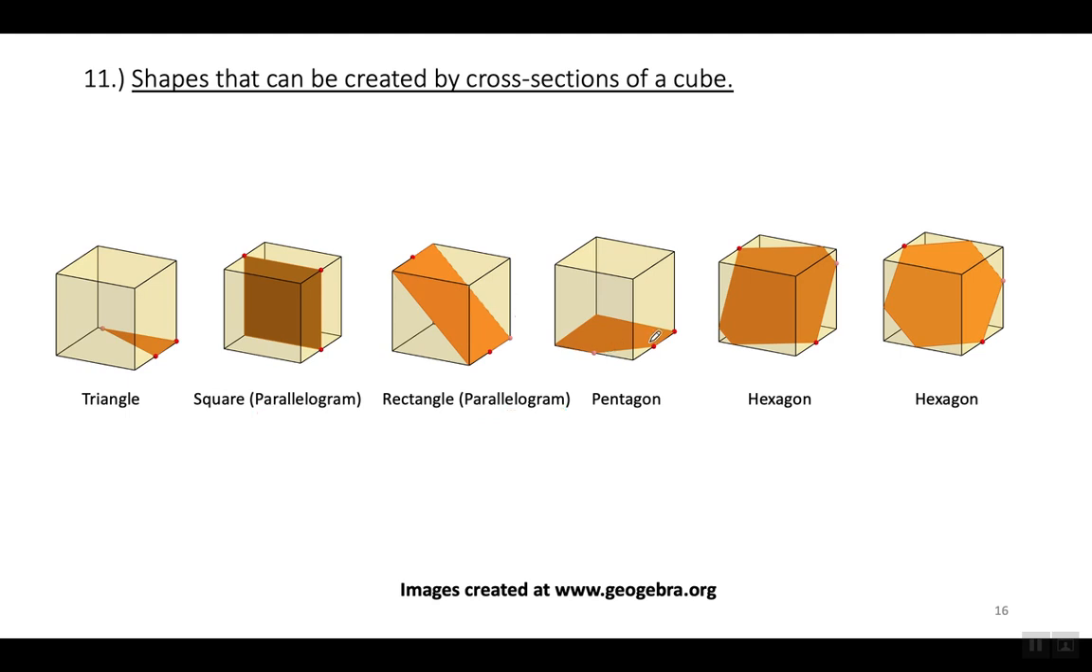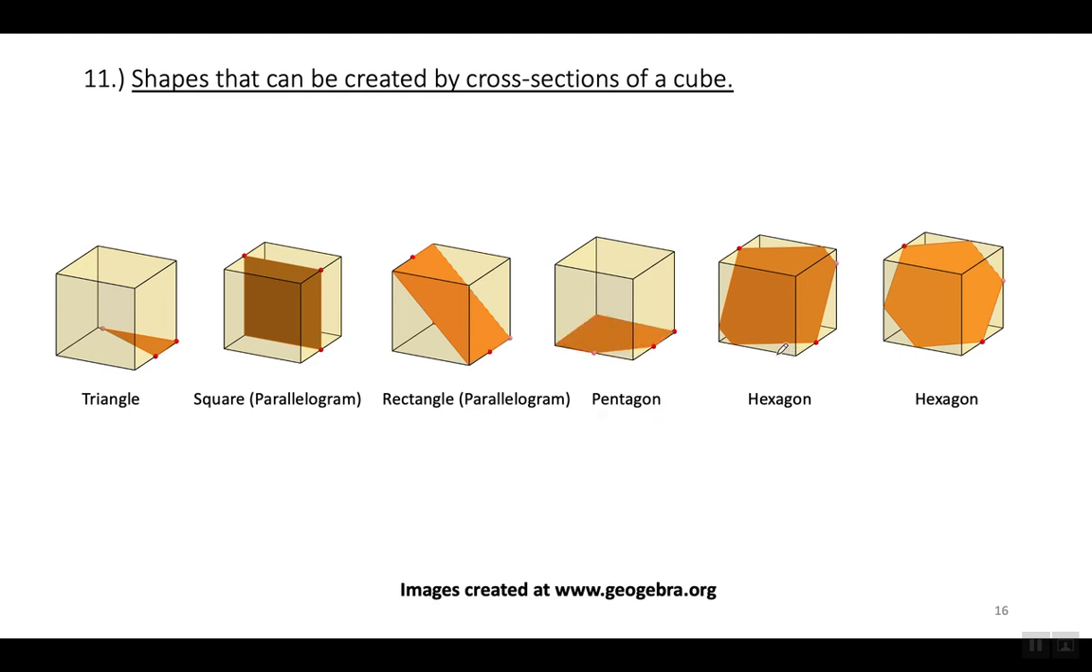Okay, now here, you could also get a pentagon. First of all, hold on. Again, imagine a flat orange or brown surface that's being stuck through the cube. Okay, but a pentagon, what is a pentagon? Penta means five sides. One, two, three, four, five. So that is a pentagon.